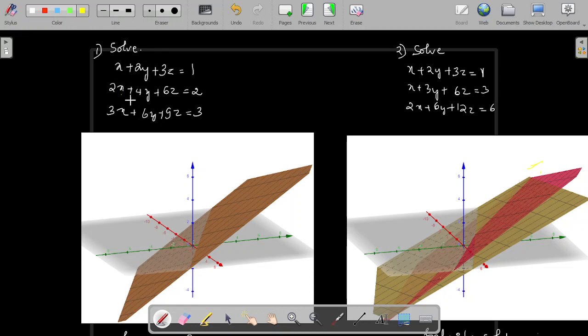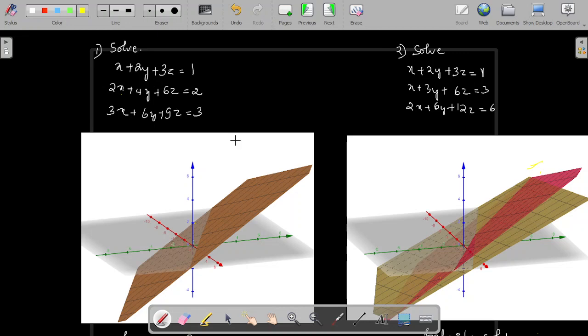Just algebraically, they look different, but geometrically, they all represent the same thing. All 3 planes are coinciding planes. Hence, every point is a point of intersection. You will get an infinite number of solutions.